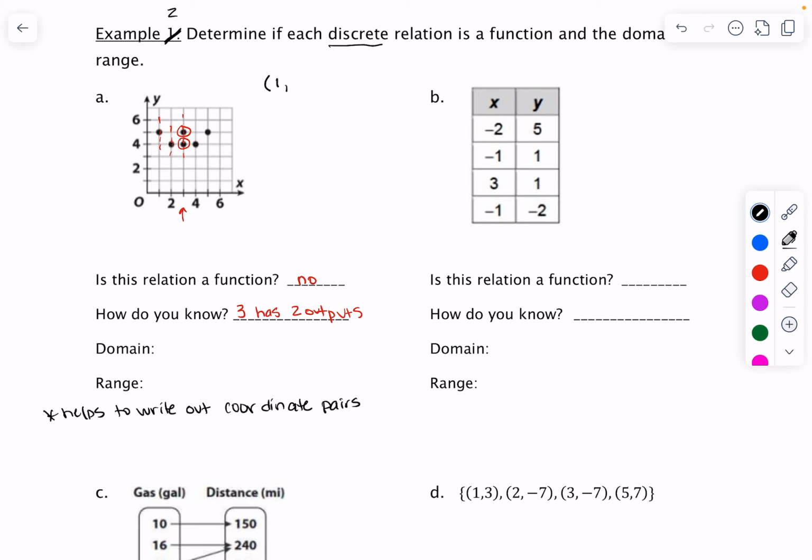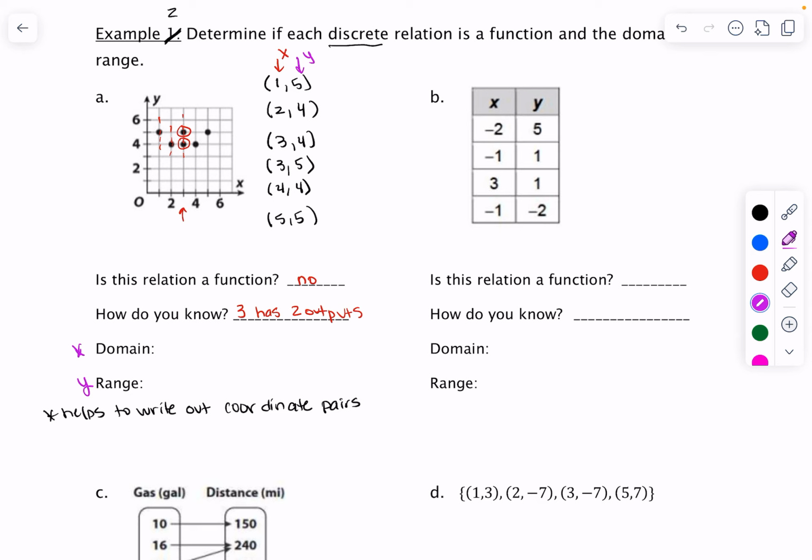I've got (1, 5), (2, 4), (3, 4), (3, 5), (4, 4), and (5, 5). Notice that when we do this, we can see all of my x's and I can see all of my y's. So my domain is all the x's and range is all my y's.